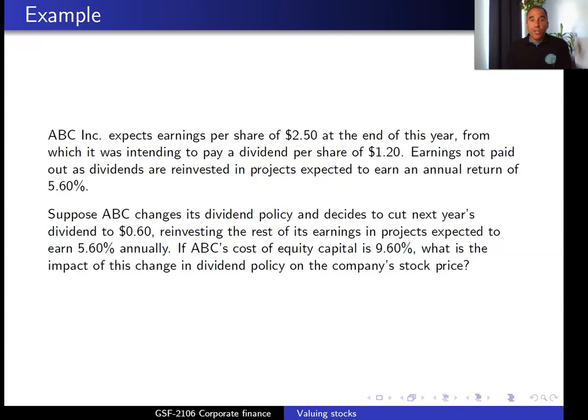Suppose ABC changes its dividend policy and decides to cut next year's dividend to 60 cents. So instead of paying $1.20 as dividends, the company will pay 60 cents as dividends, reinvesting the rest of its earnings in projects still expected to earn 5.6% annually. If ABC's cost of equity capital is 9.6%, what is the impact of this change in dividend policy on the company's stock price?